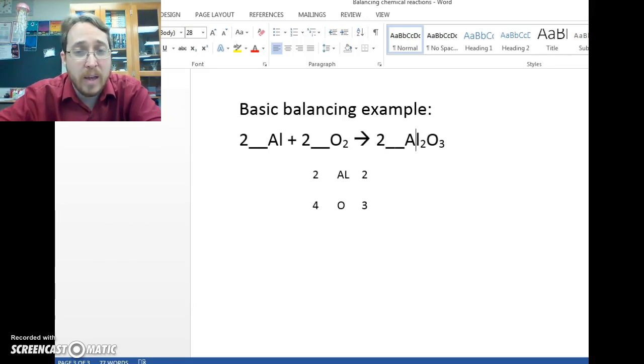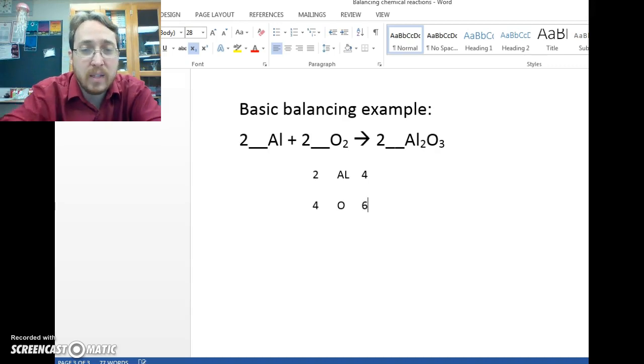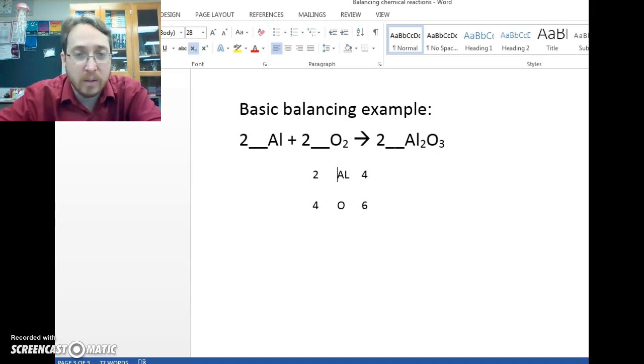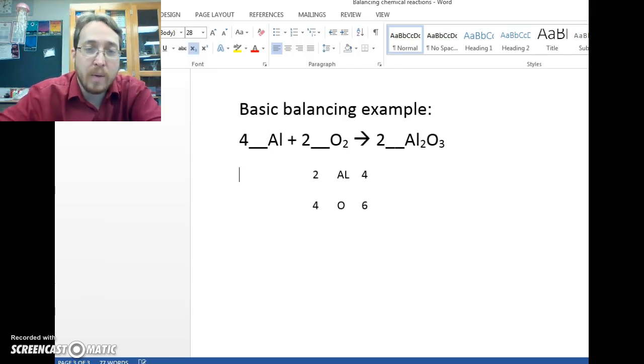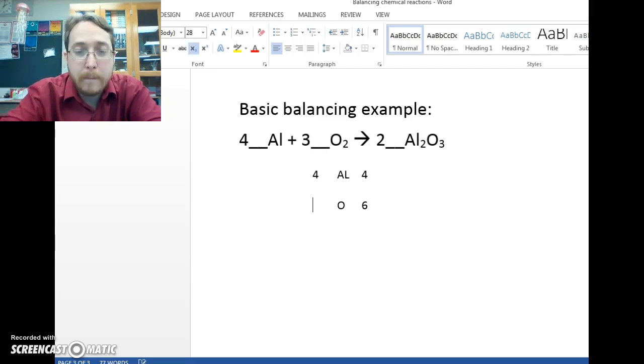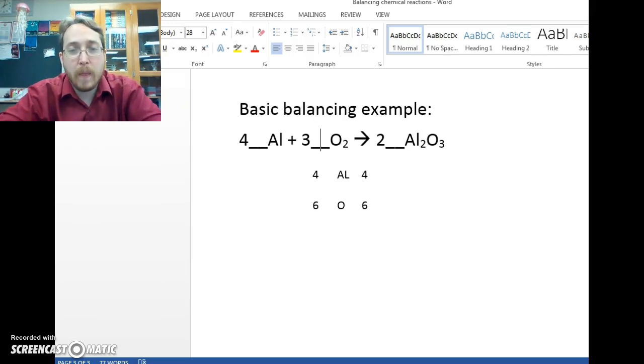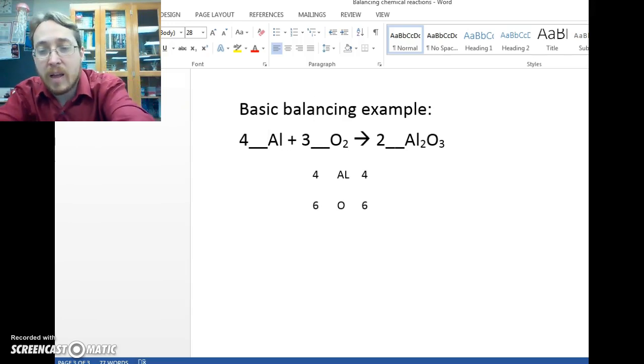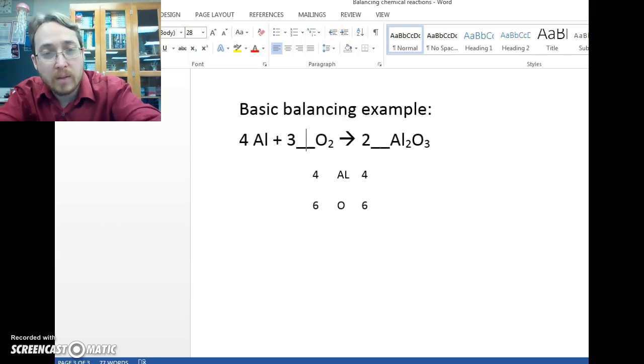Well, now we have to recount. If each one of these molecules has 2 aluminum, and now I have 2 of these molecules, I'm going to have 4 aluminum here. And if each one of these has 3 oxygen, and I have 2 of those, I'm going to have 6 oxygen here. Oh, we're out of whack again, so let's go to the other side. Let's do our metal first. If I have 4 on that side, I'm going to need 4 on this side. If we recount, this becomes a 4. And for my oxygen, if I want to get 6 oxygen on this side, I need to put a 3 here. And I can do that. And there we go. I can take away these blanks because now we are totally balanced.